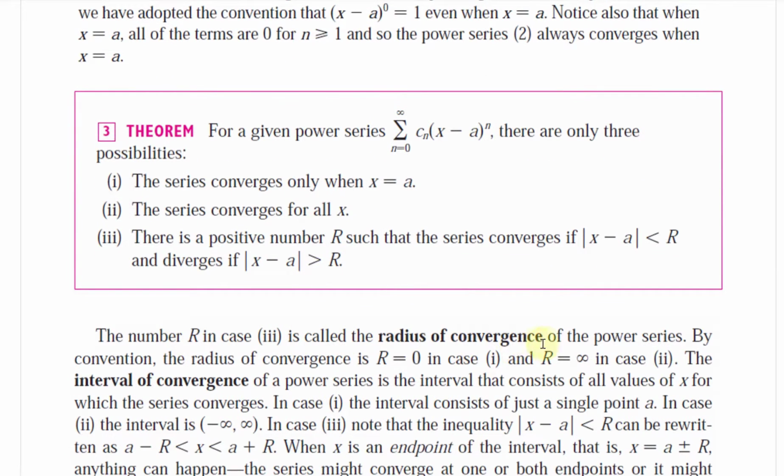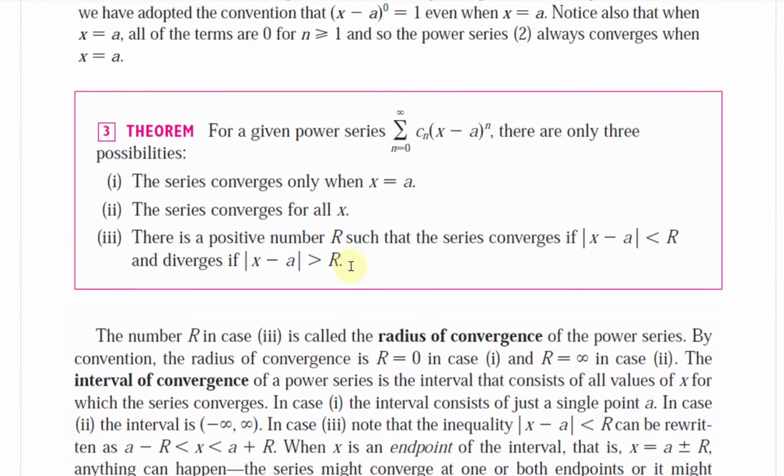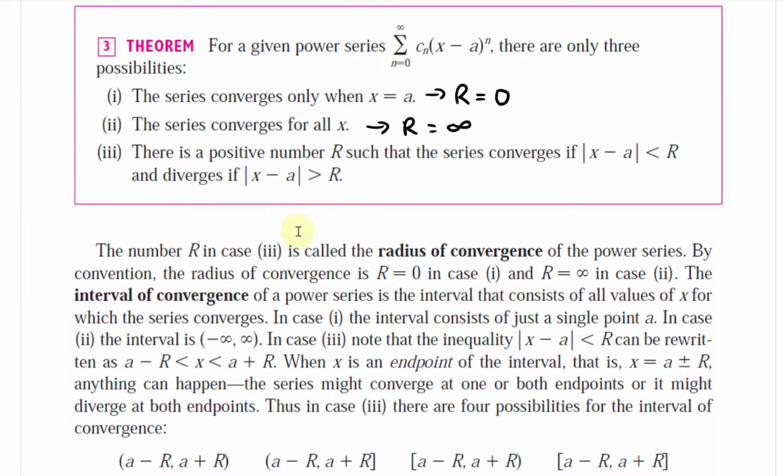And this R is called the radius of convergence, and the interval of convergence is the interval that consists of all values of x for which the series converges. Also note that in this case we'll call this R equals 0. This is termed R equals infinity. And this one is just R. And in the case right here, the interval of convergence is just x equals a, just a single point a.